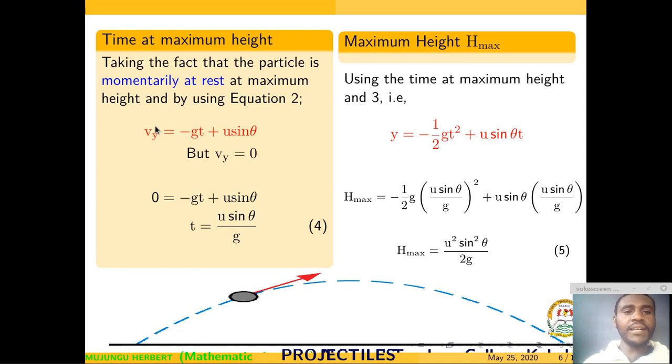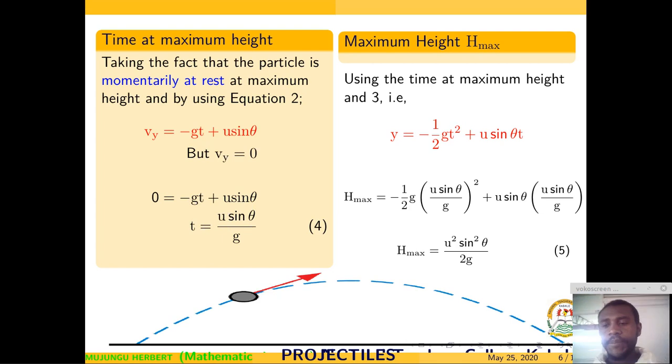We plug 0 in the second equation of motion for velocity, like we are seeing in this red equation. Plug 0, and when we simplify it and solve for t, we get equation 4, which is t equals u sine theta over g. This is the time a projectile takes to reach maximum height.